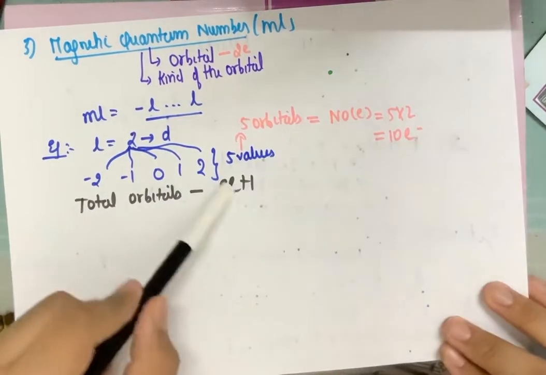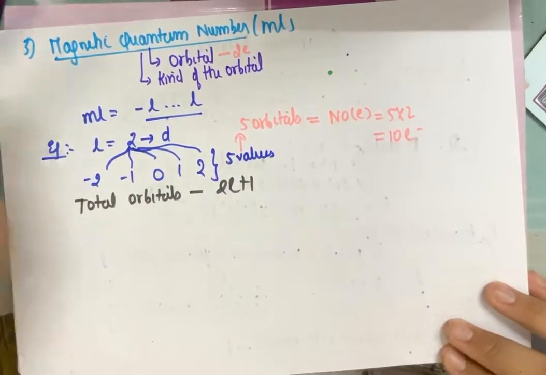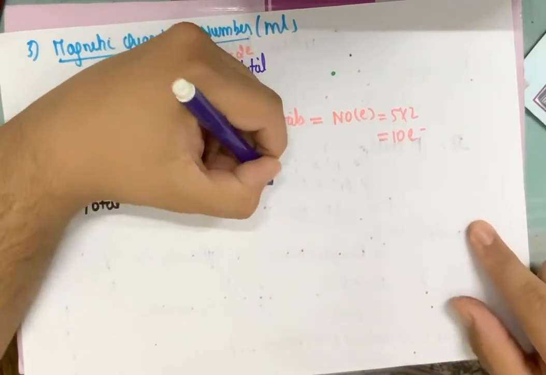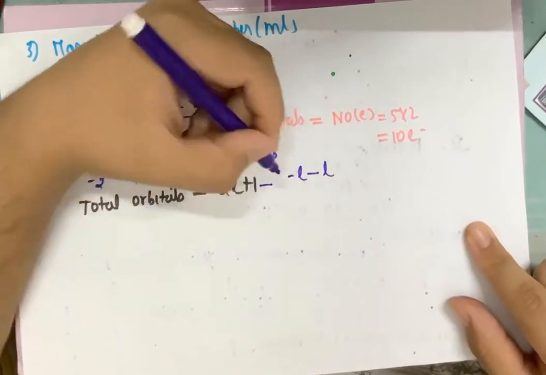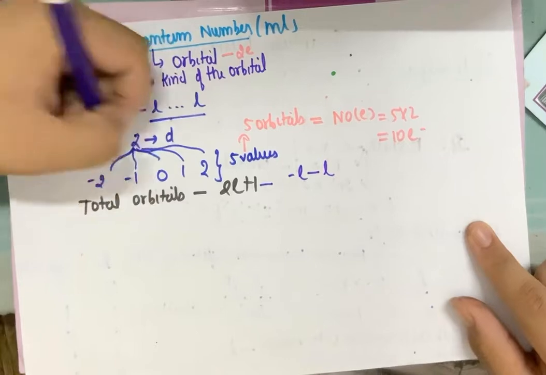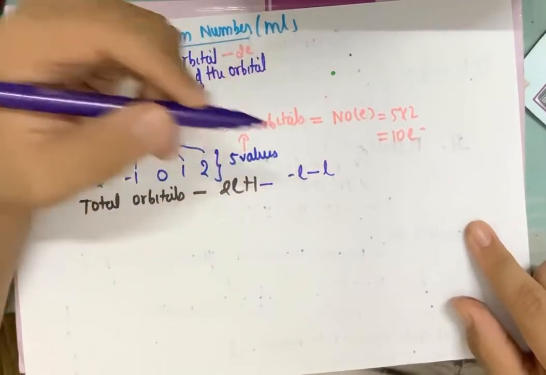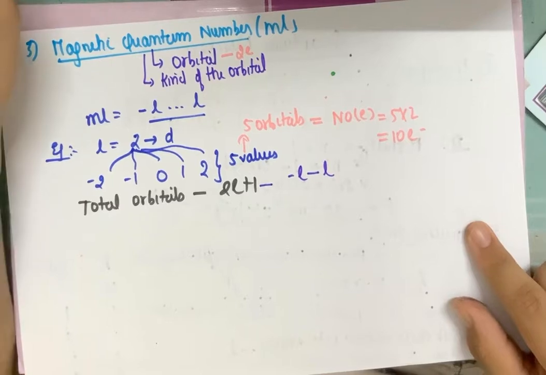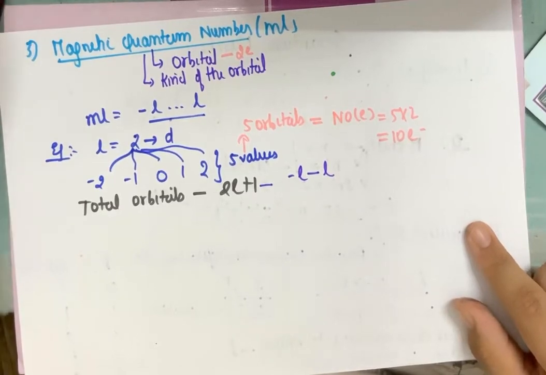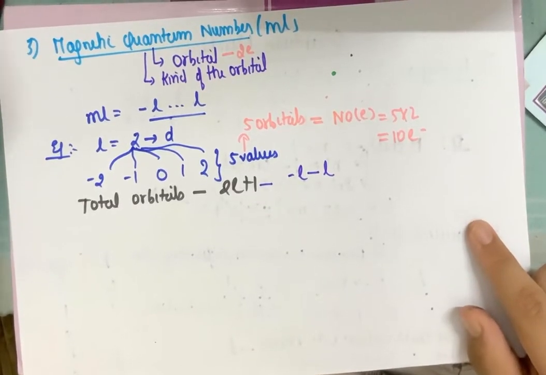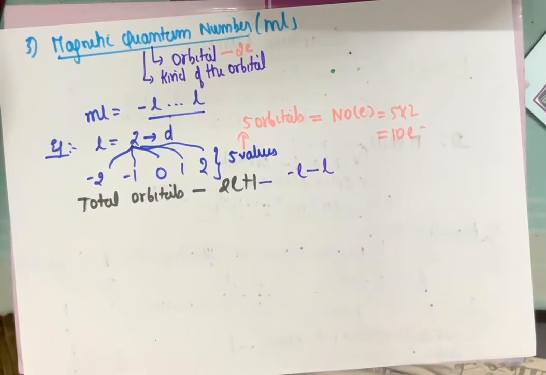How does this formula come? For the 2L plus 1 formula, we have to go back to minus L to L. Minus L to L was the value for all the orbitals which were there. Now suppose I have a number and it's negative and I have to take both, I'll multiply by 2. For example, I have to take minus 2 to 2. That means on the minus side I take the number 2 and multiply it by 2, and on the plus side the same number 2, I'll multiply it by 2.